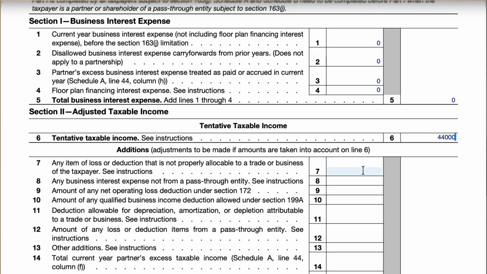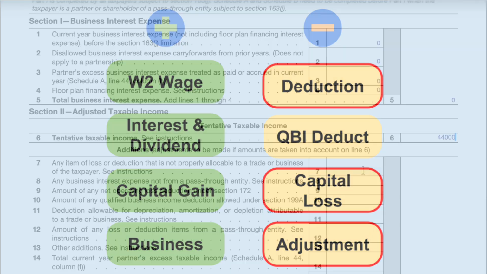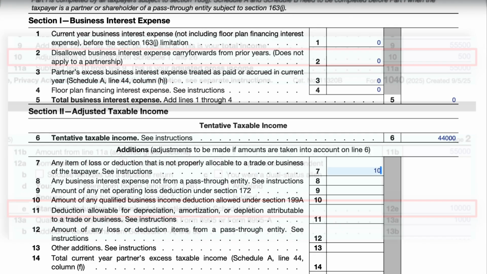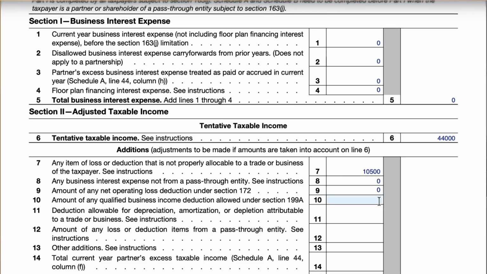Line 7 is any item or loss or deduction that is not properly allocable to a trade or business of the taxpayer. That would include your standard or itemized deduction, your line 10 of 1040 adjustment to income, and if you had a capital loss instead of a capital gain, it will also go in here. In my simple case, there is nothing about line 8. And for line 9, I also do not have any.